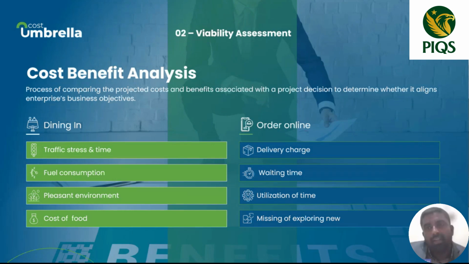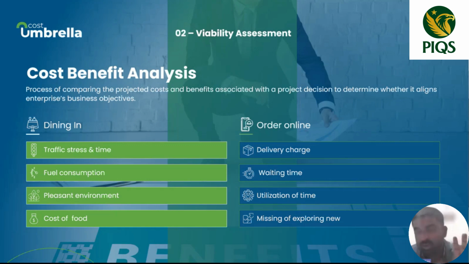Other than that, if you order online, you don't need to wake up, you don't need to freshen up. The food will come to you, but you will miss the experience of meeting people and talking with them. This is how you have to analyze the cost and benefit prior to decisions. I didn't take a big construction example, but I believe you got a clear picture of what cost benefit analysis means, right?